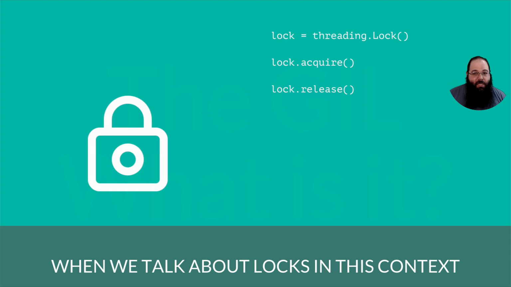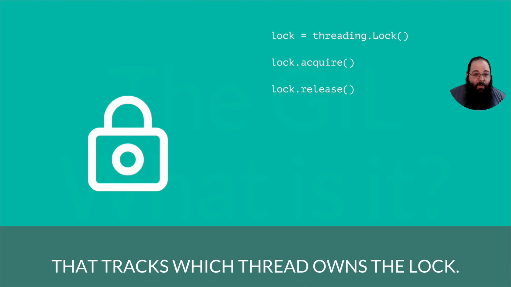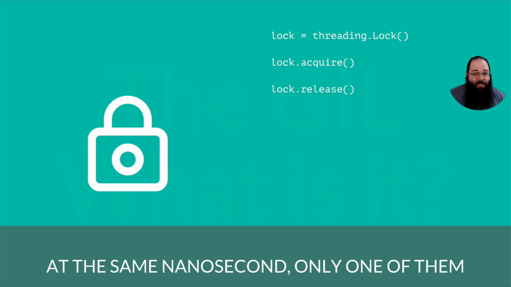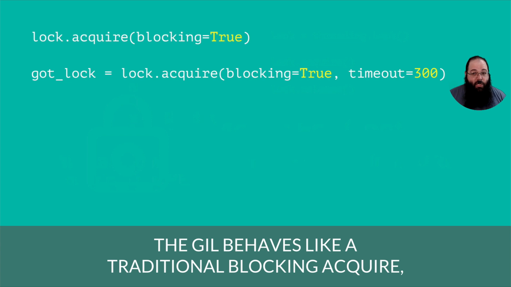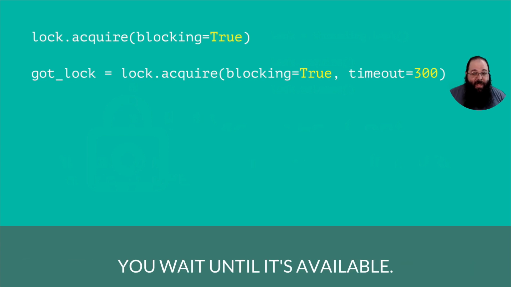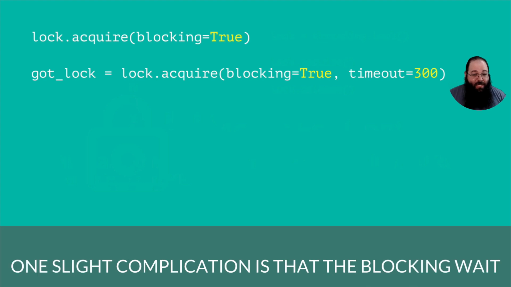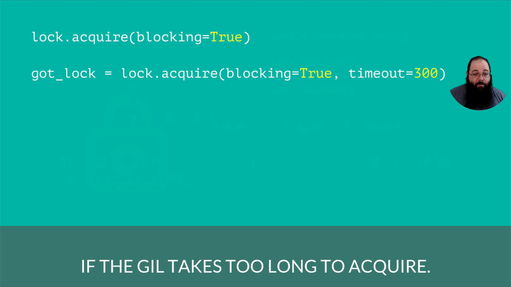When we talk about locks in this context, we mean a mutex. It's a value in memory that tracks which thread owns the lock. When two threads call lock.acquire at the same nanosecond, only one of them is going to get it. The GIL behaves like a traditional blocking acquire. If you try to get the lock and someone else has it, you wait until it's available. One slight complication is that the blocking wait has a timeout so that we can do something special if the GIL takes too long to acquire.